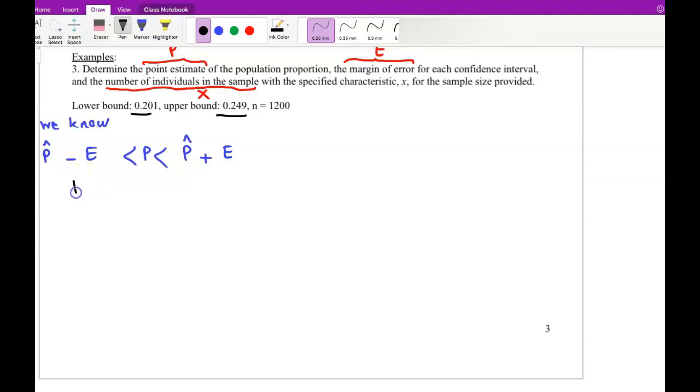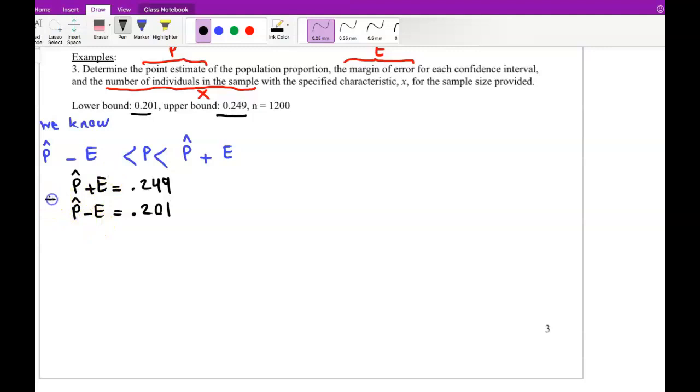Okay, so p hat plus e is equal to, so this is upper bound, 0.249, and lower bound as p hat minus error, that is equal to 0.201. Now in this part we have a system of two equations that we need to solve. How we can solve it? We can cancel this e, because here is positive e, here is negative e. We can cancel this part.